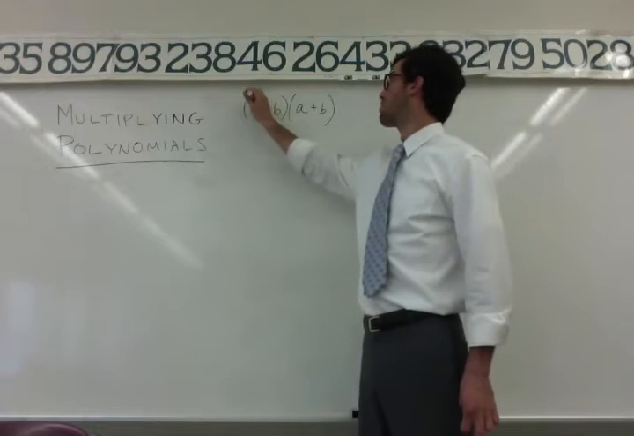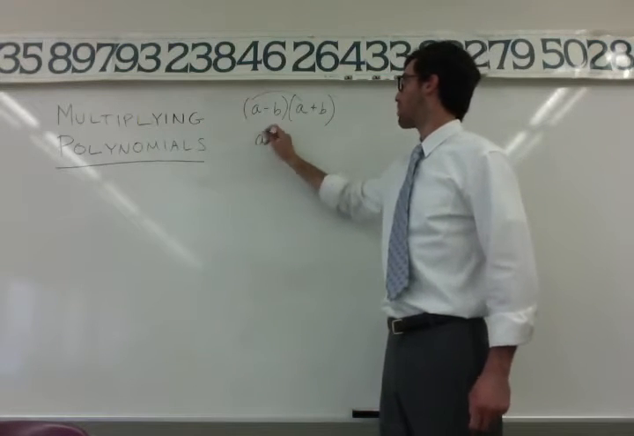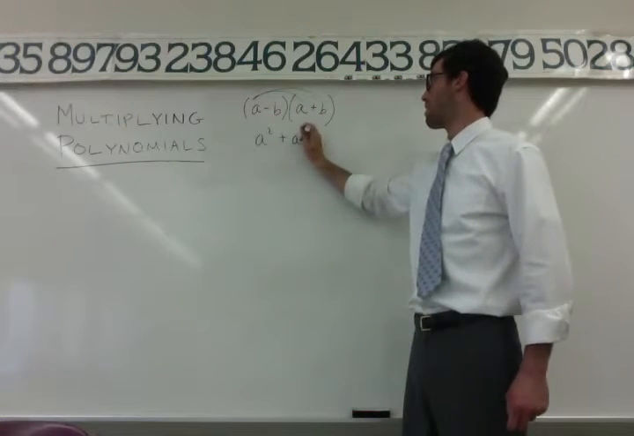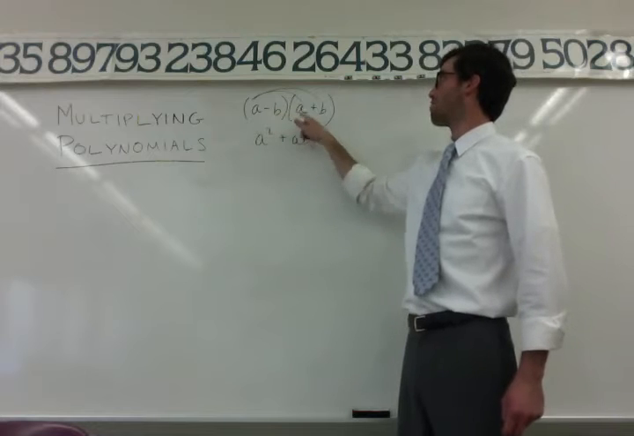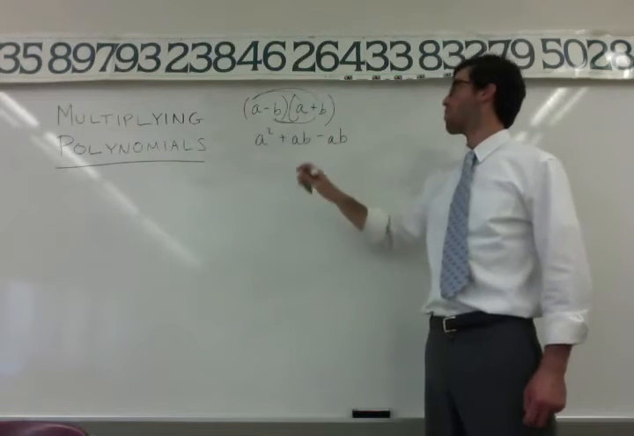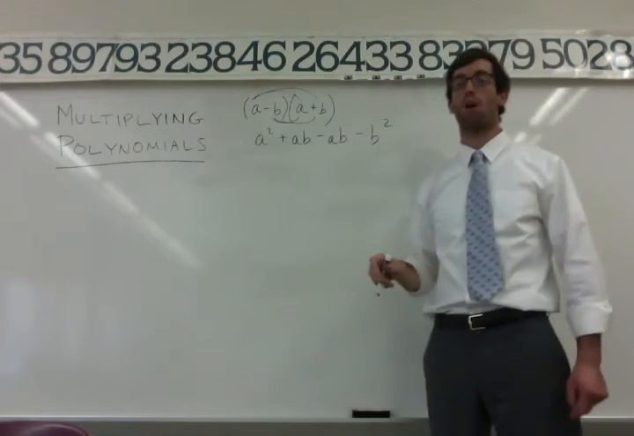Multiplying the first times the first. So a times a, we get a squared. Multiply the outsides, a times b, we have positive ab. The insides, negative b times a is negative ab. And then the last terms, negative b times b is negative b squared. And then if there are like terms, we collect them.